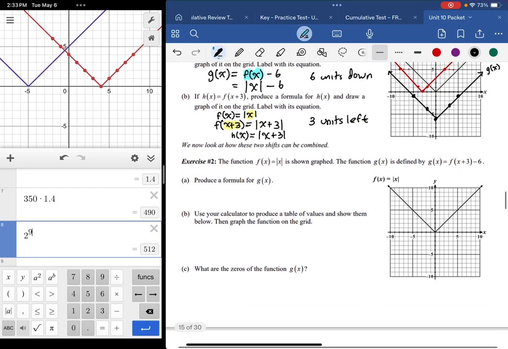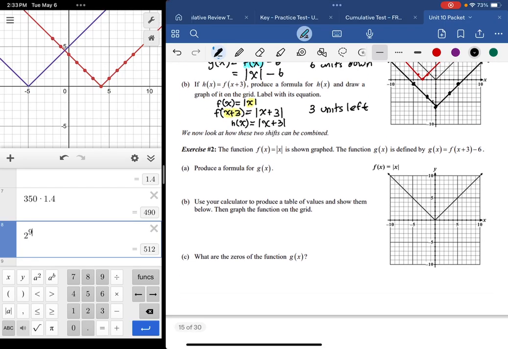Now, exercise 2 is kind of a combo. All right, so we have our parent function. They're telling us that not only are we doing a shift in the horizontal direction, but we're doing a shift in the vertical direction. All right, so g of x, they're telling us, is f of x plus 3 minus 6.